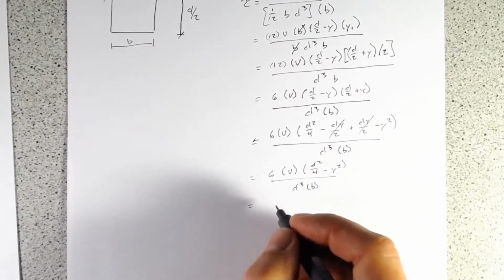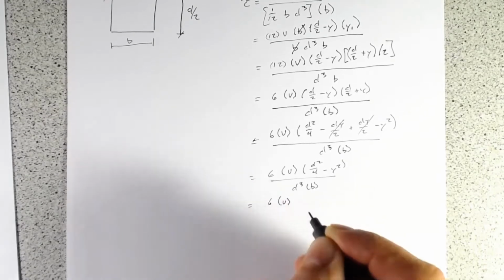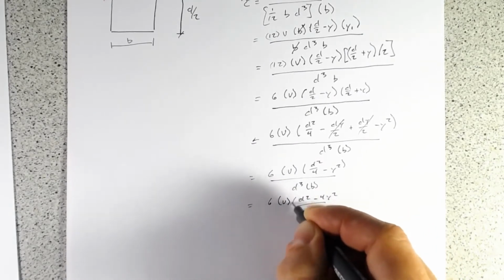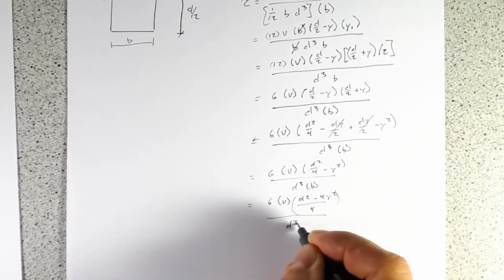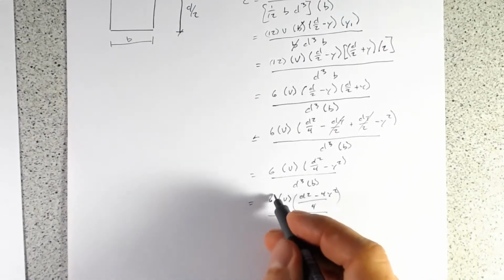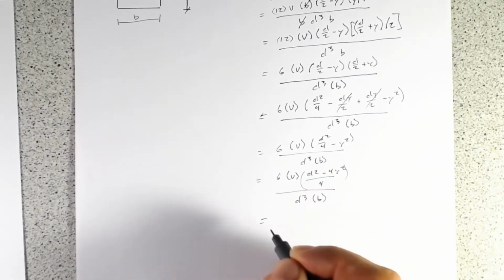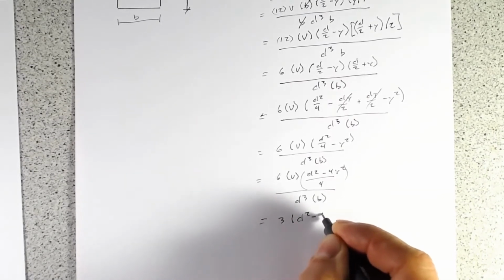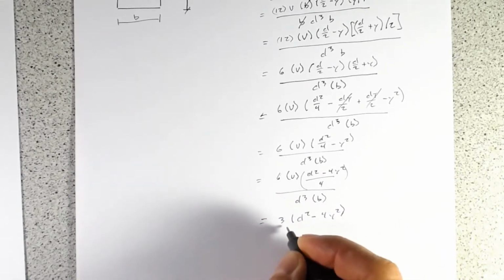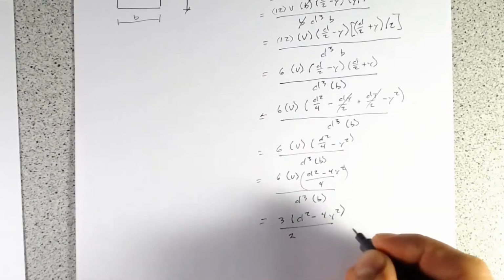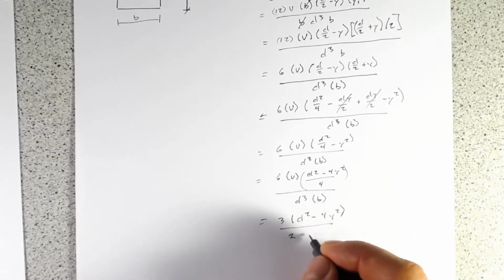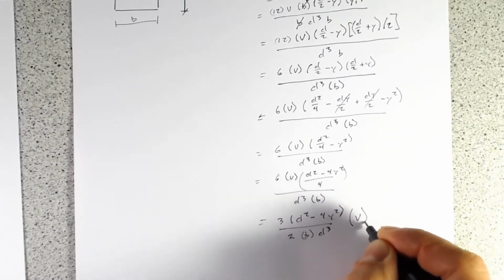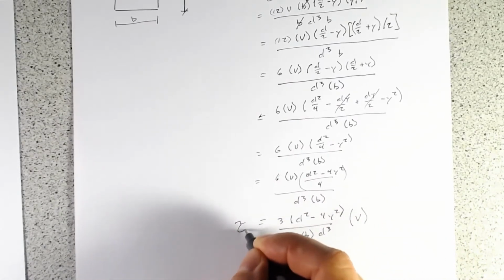And we then end up with 6V times D squared minus 4y squared over 4, over D cubed B. The 4 moves down and divides out, and we end up with 3 times D squared minus 4y squared over 2 times B D cubed, all times V: tau of y.